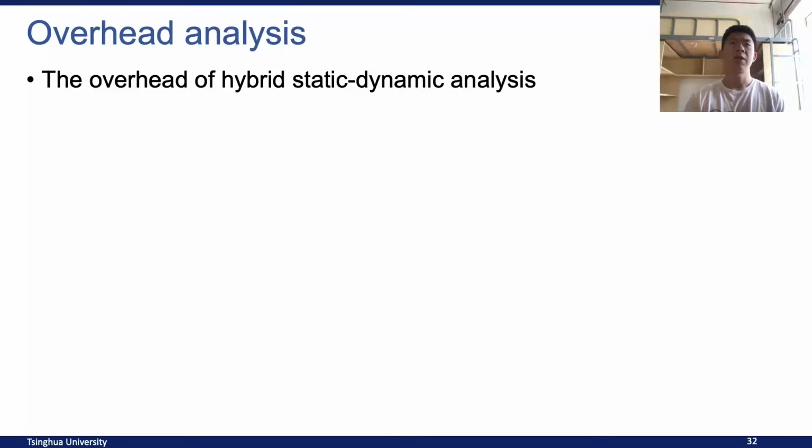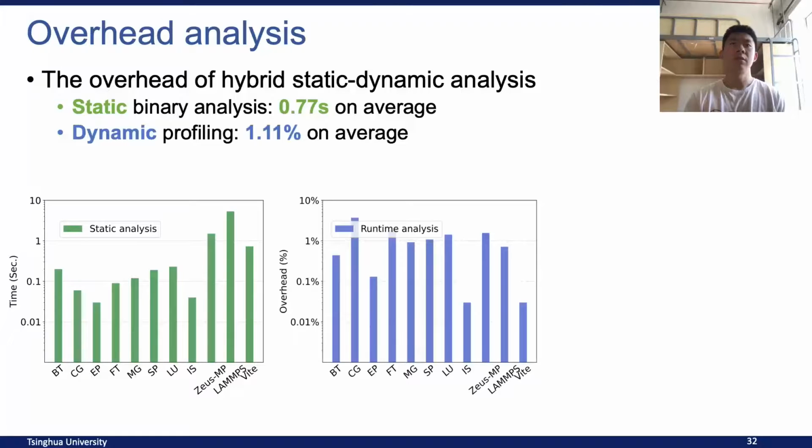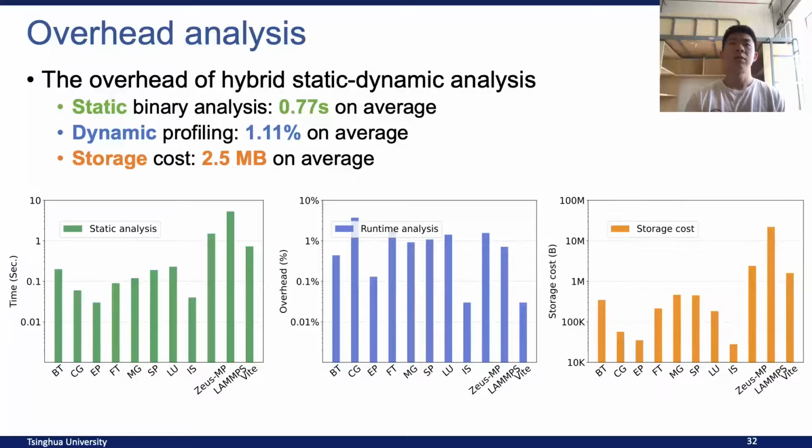First, we evaluate the overhead of hybrid static dynamic analysis. Static binary analysis costs 0.77 seconds on average. The overhead of dynamic profiling is 1.11% on average, and the collected data costs 2.5 MB on average.